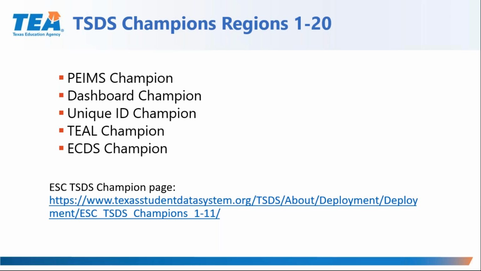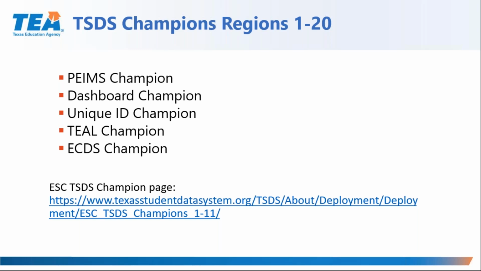So each ESC has a TSDS champion. Each education service center has a champion dedicated for TSDS. So there's a PEIMS champion, a dashboard champion, a unique ID champion, a TEAL champion, and an ECDS champion. Just like at the user level, at the ESC level it's possible that they may be the same person. So you may have the ECDS and PEIMS person being the same champion. These champions will assist in the technical aspects of the data loading and submission process.